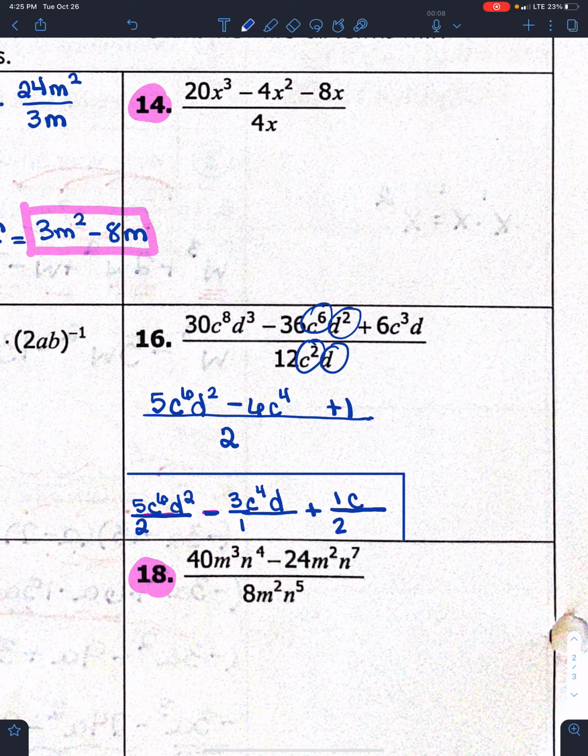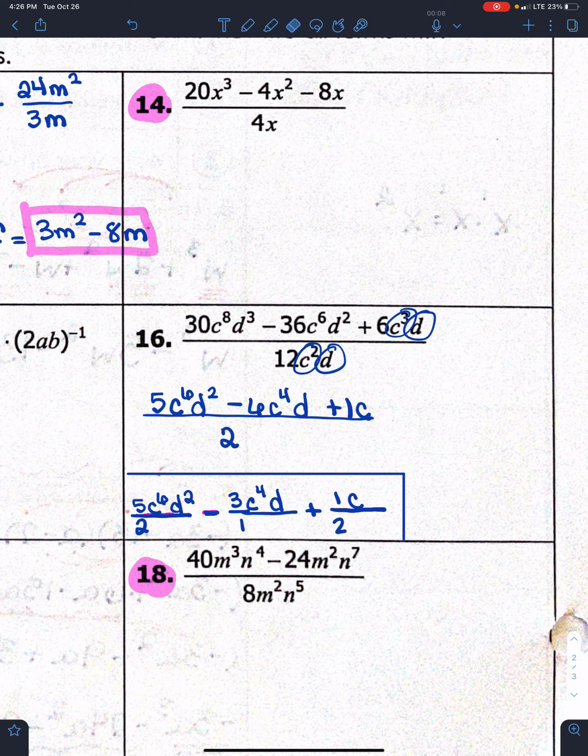D squared divided by d will leave us d to the 1st power. Then c cubed divided by c squared leaves me with c. D divided by d leaves me with no d variable left. So I've got 5cd squared minus 5c to the 6th d squared minus 6c to the 4th times d plus 1c, all divided by 2.